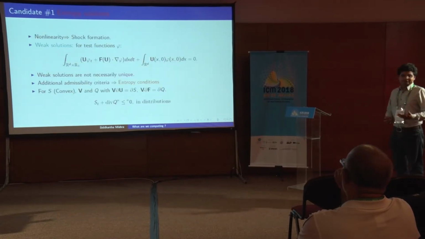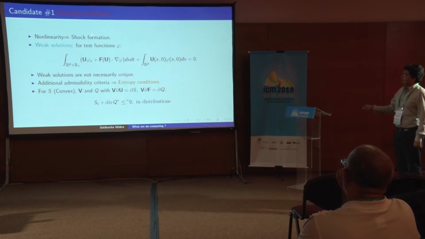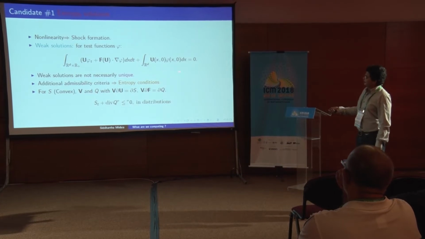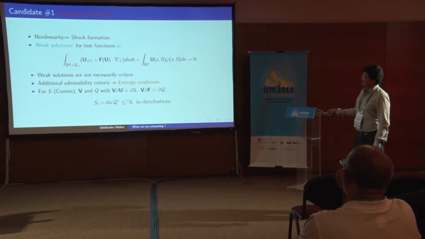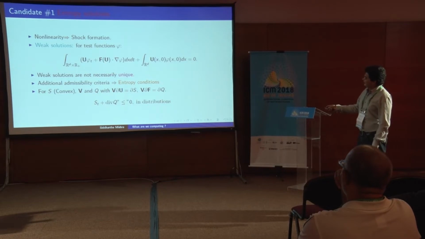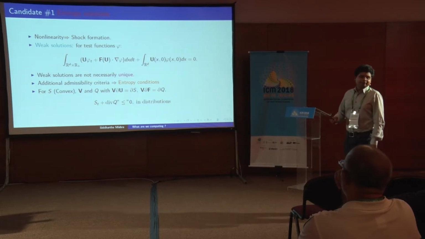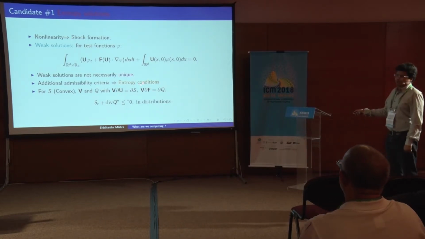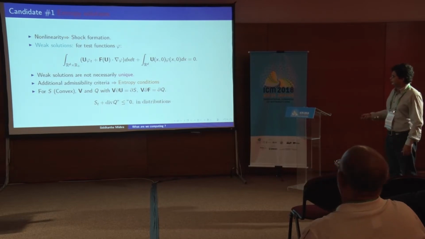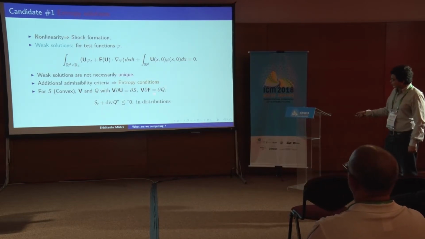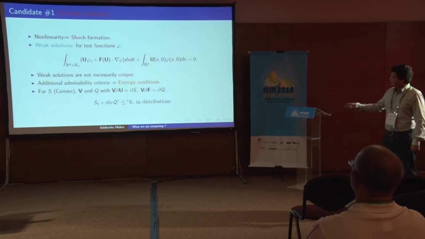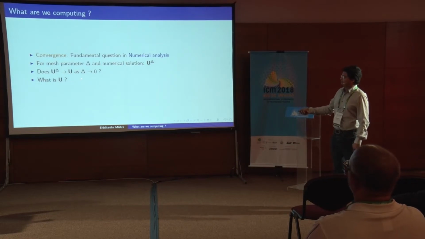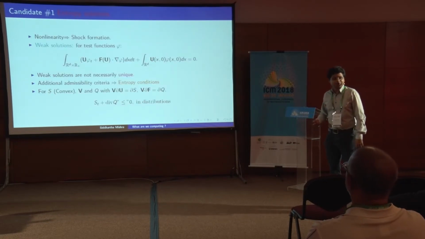The first candidate for this limit are entropy solutions. Remember that we have shocks, so we can't work with the classical notion of solutions. We multiply with the test function, integrate by parts, and we arrive at the definition of a weak solution. However, weak solutions are not unique, and we need some additional conditions. They're called entropy conditions. They come from the second law of thermodynamics, generalizations of that, and you require that also in the sense of distributions. So this object is called an entropy solution, and we hope that as delta goes to 0, U delta will converge to an entropy solution.